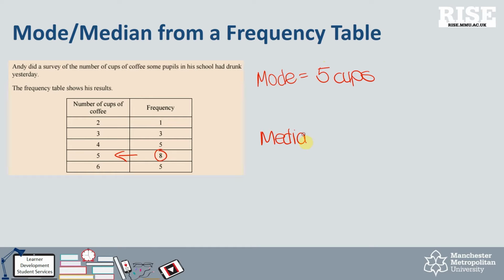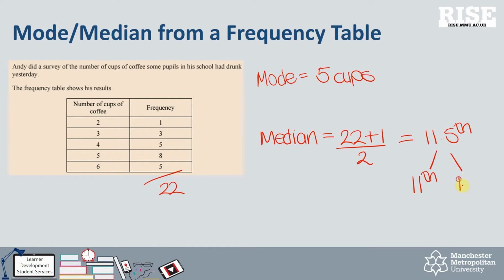To find the median, I need to figure out how many pupils Andy surveyed. It doesn't tell me that in the question this time. So to find it out, I'm just going to add the frequencies. 1 add 3 is 4, add 5 is 9, add 8 is 17, add 5 is 22. Andy asked 22 pupils. To find the median pupil then, I add 1 and divide by 2. This gives me the 11.5th pupil, which means I want to find the 11th and the 12th pupil.